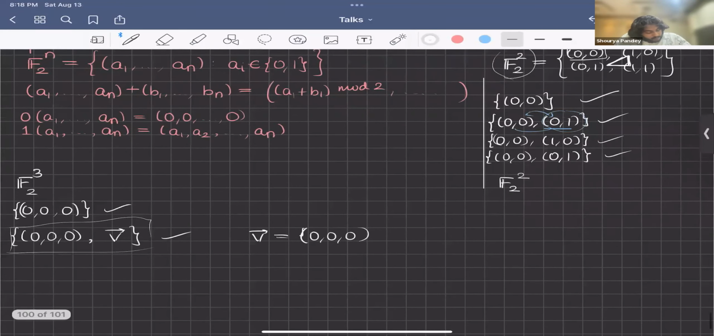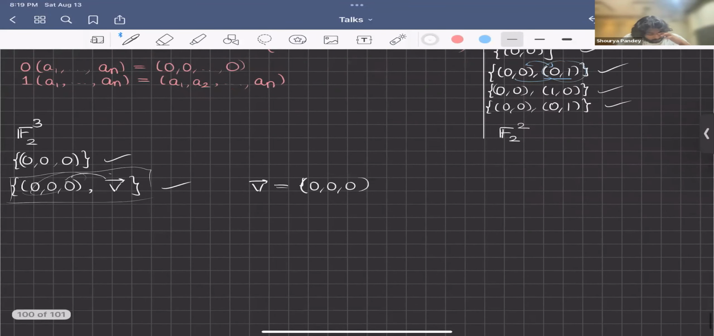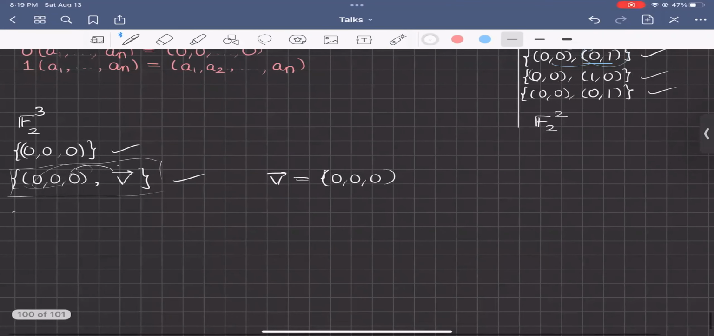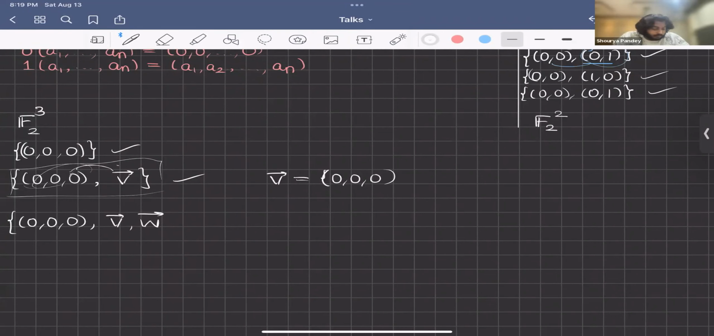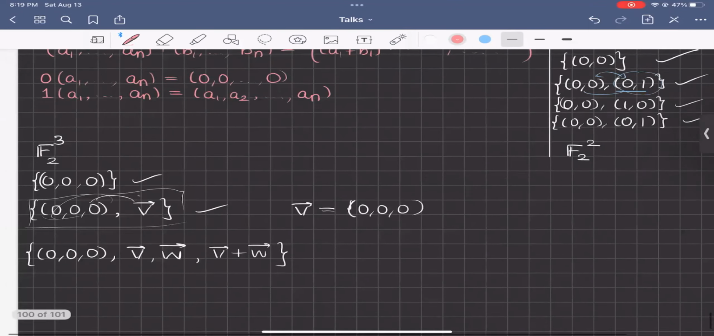So you can check that because all of this is satisfied: lambda times this is itself, lambda times V is either this or this, and then the sum of these two is V. So yeah. Also, I think (0, 0, 0) and any 2 vectors which have only a 1 in them, and then V plus W. Yes, you're right. This also. You're right. So this again you can check.